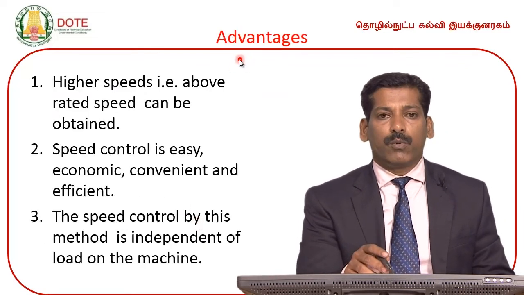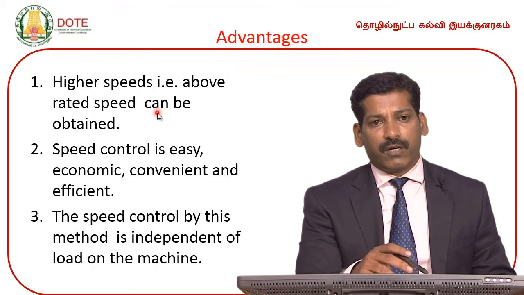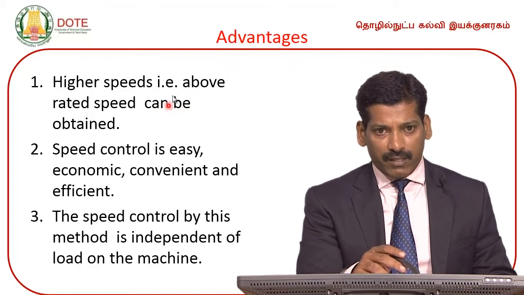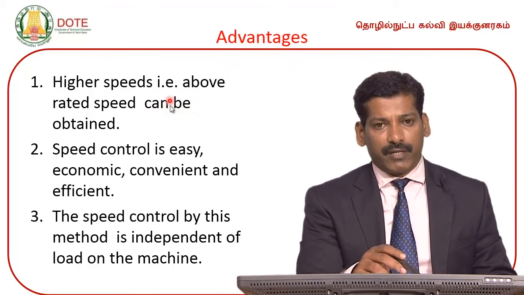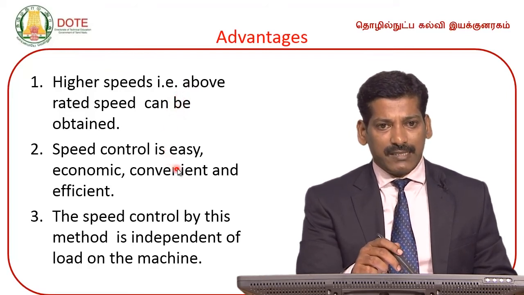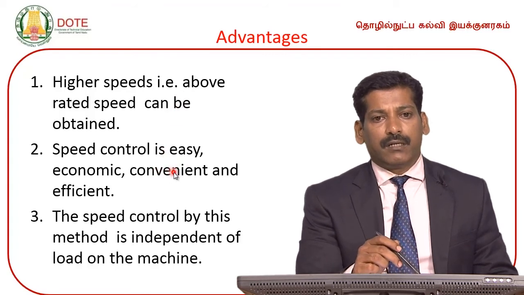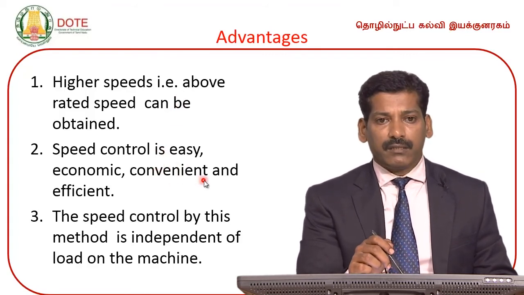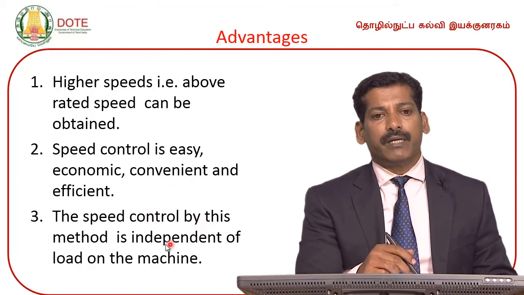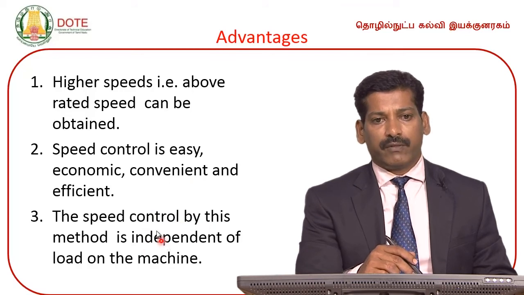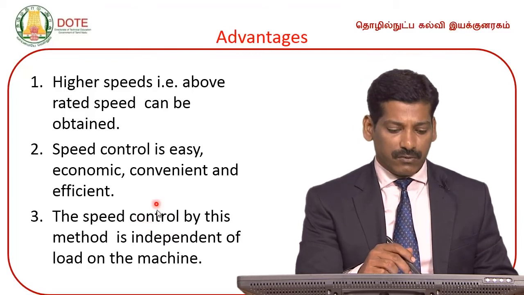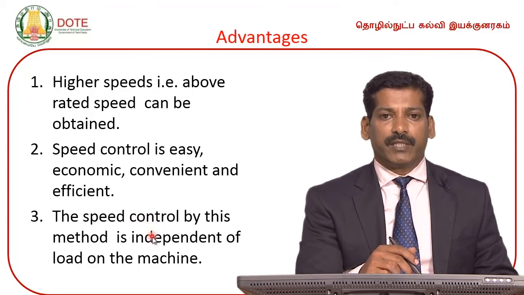So, these are the few advantages. What are the advantages? One is higher speeds, that is, above the rated speed, can be obtained. This we have already verified with the characteristic curve in the previous slide. Speed control is easy, economical, convenient and efficient. The speed control by this method is independent of the load on the machine. Whatever may be the load, the speed control can be easily achieved by this method. So, that is one of the biggest advantages of this method.